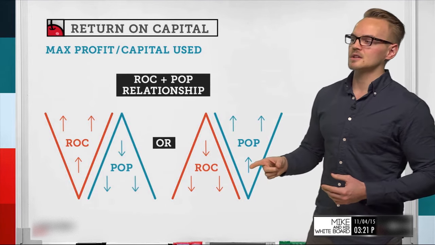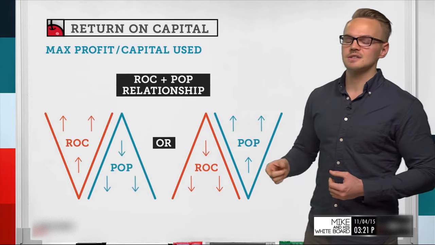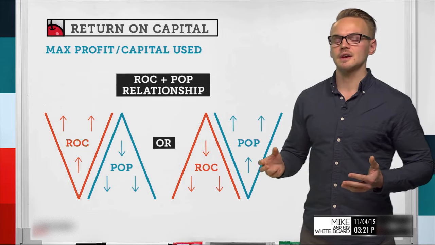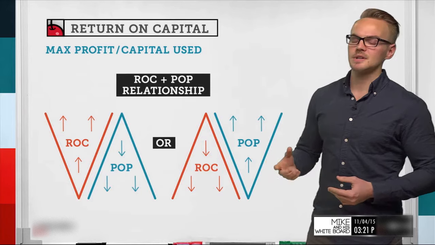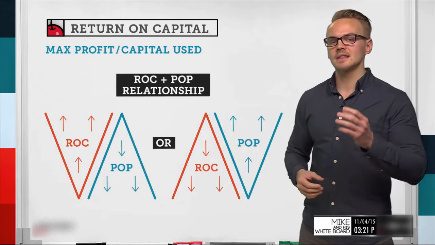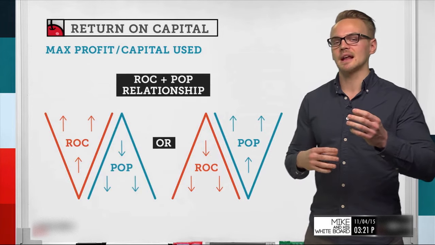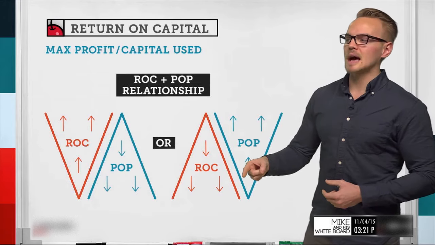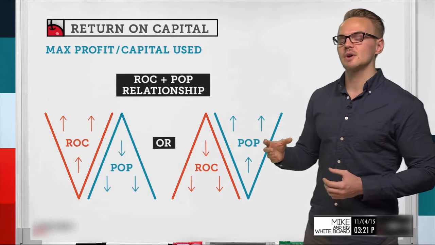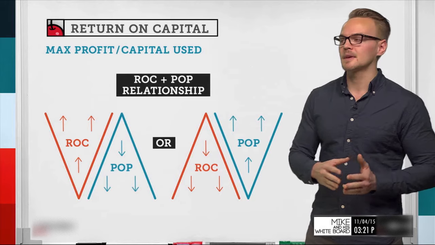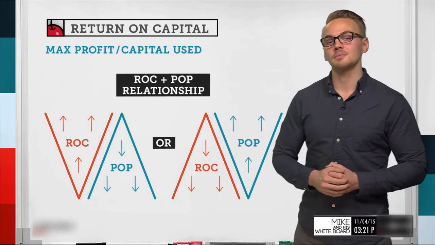Now, it's probably going to look something like this. So instead of collecting $2, maybe I'm only collecting 30 or 40 cents, but my buying power reduction is still pretty high. So when I take that 30 or 40 cents and divide it by that high buying power, my return on capital is going to be lower, but since my strike is much further out of the money, it's going to have a higher probability of profit.